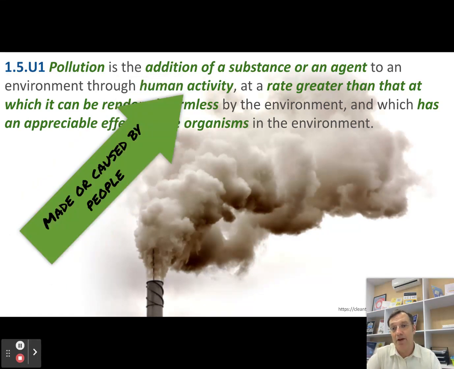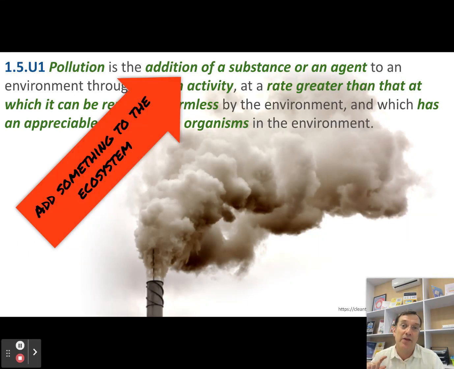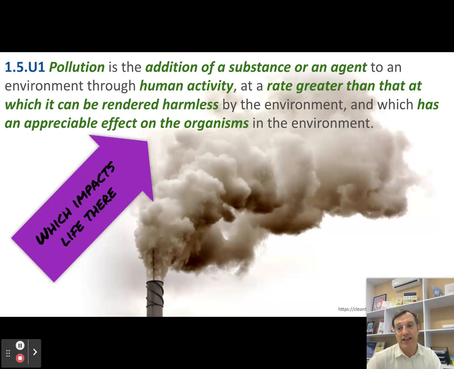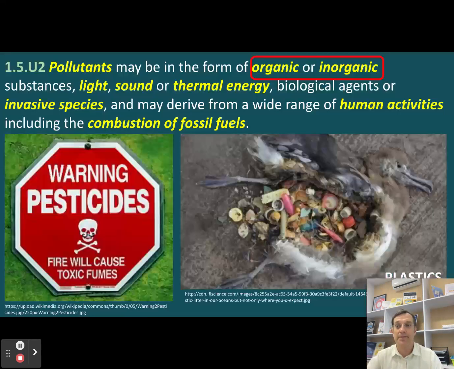So to recap, the four parts of the definition of pollution is that it's something that is made or caused by people, that we've added to the environment faster than the environment can process it, and which has an appreciable impact or effect on the living organisms in that environment.